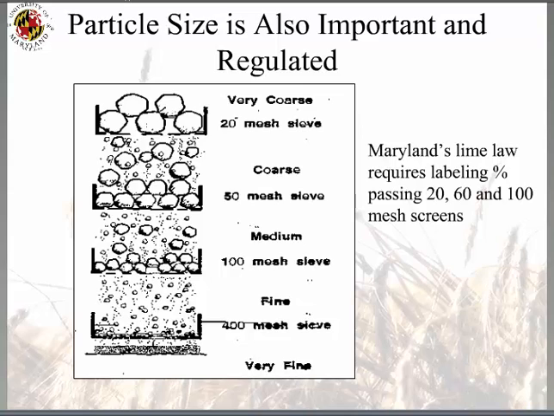Now, a 20 mesh sieve has 20 wires per inch, which is already pretty small. A 60 mesh sieve has 60 little wires per inch going both directions. And 100 has 100 wires per inch. So the stuff that passes a 100 mesh sieve is pretty fine. Okay. Now again, some states vary in terms of what mesh they look at. Some states just require that you tell the farmer what the percent passing each mesh is and let them figure out what they're going to do. It really varies a lot. The lime regulations vary quite a bit from state to state.